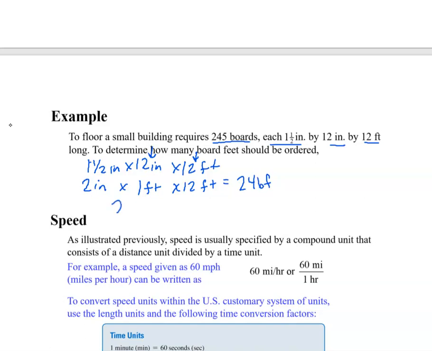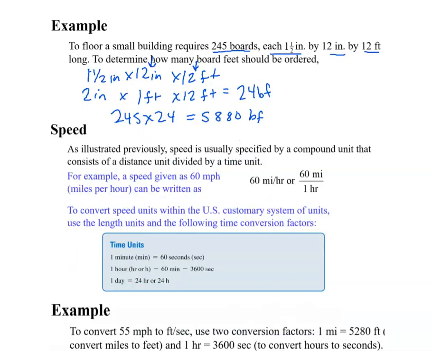Okay, and so we need 245 of those times 24, which is 5,880 board feet.